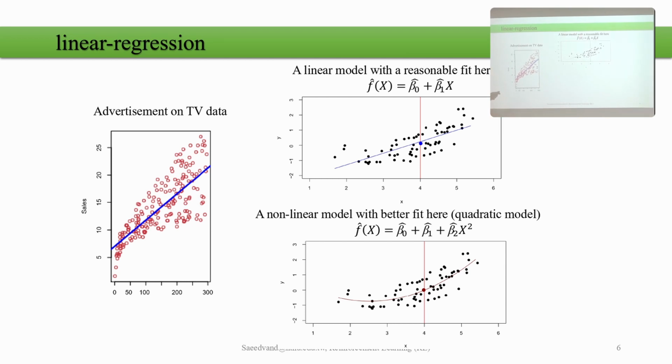f hat of x is equal to some term. This term includes two parts: a bias, beta hat 0, added to the linear function, and a term indicating the slope of the line, how it should be, while the bias shows where it should be. So my purpose in developing different algorithms is to find these two parameters, so that I can draw this line in linear regression.